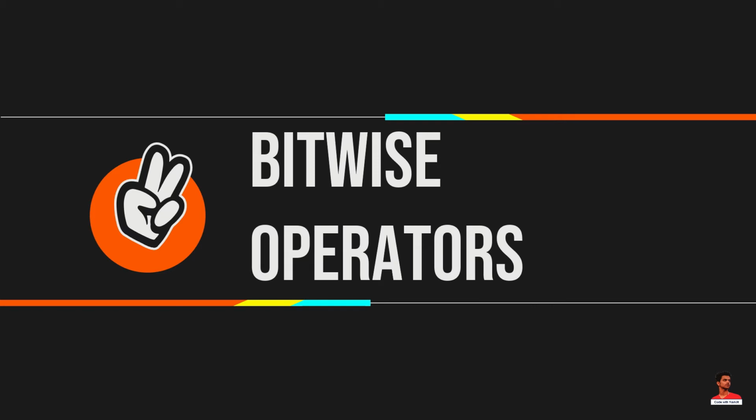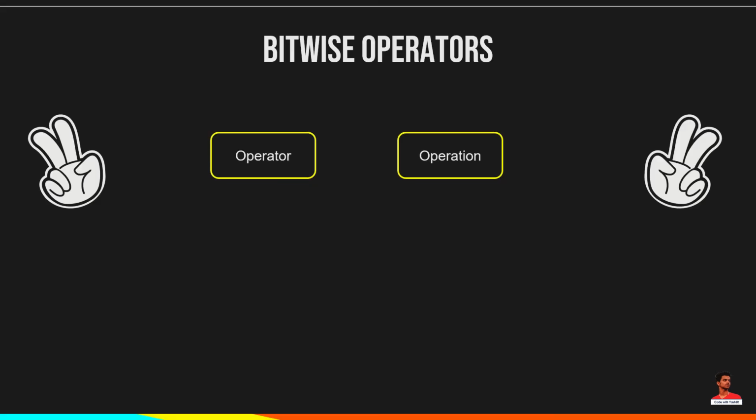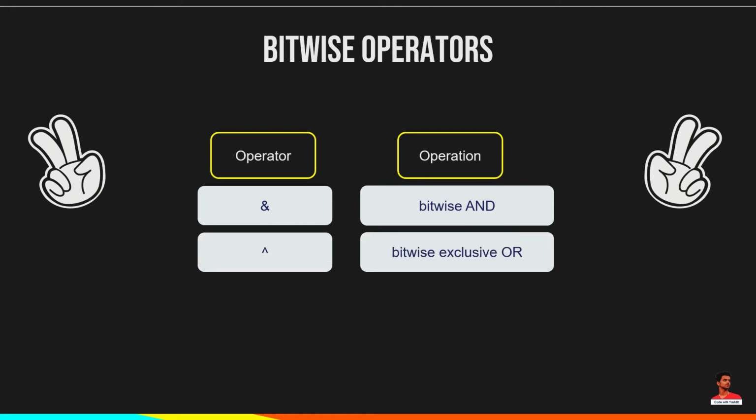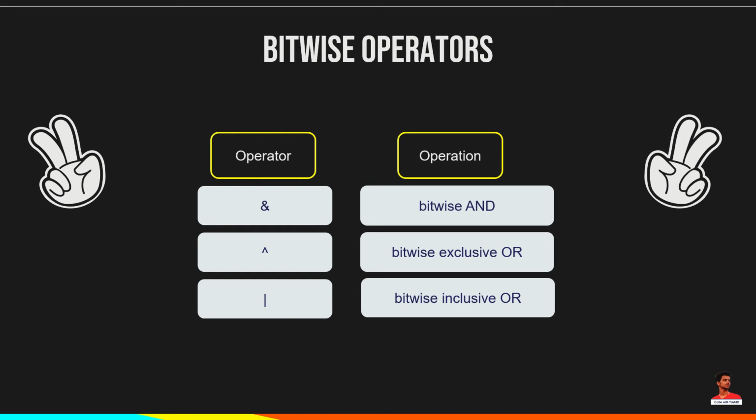Bitwise operators in Java are used to perform operations on individual bits. The bitwise AND operator always checks both conditions whether first condition is true or false. The bitwise OR operator always checks both conditions whether first condition is true or false.